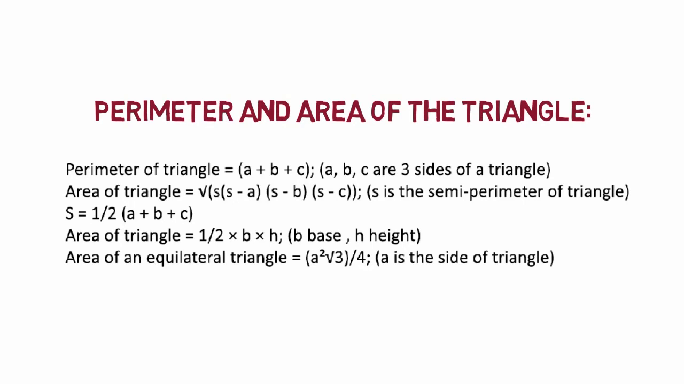Area of a triangle also equals half times B times H, where B is the base and H is the height. Area of an equilateral triangle equals a square root 3 by 4 times A square. A is the side of the triangle.